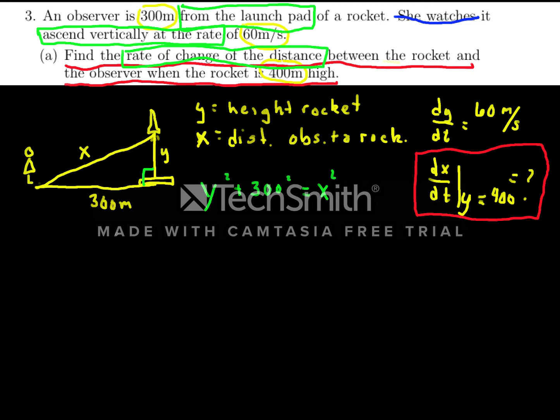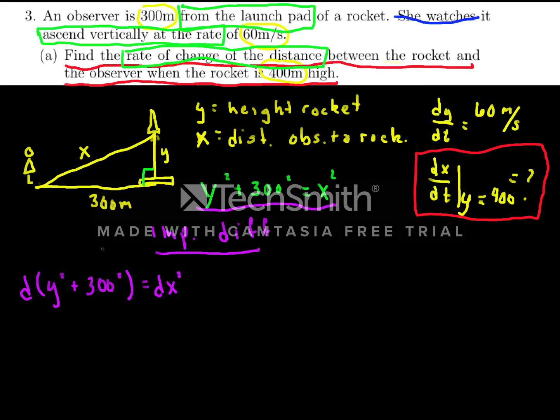So we've related our variables, and now we need to determine an approach, and this is a related rates problem, so our approach will be to use implicit differentiation to solve. So that's what we're going to do. We're going to take this expression here, that y squared plus 300 squared is equal to x squared, and use implicit differentiation to find out a formula for dx dt. So taking the differential of both sides, I take the differential of y squared plus 300 squared, and it is equal to the differential of x squared.